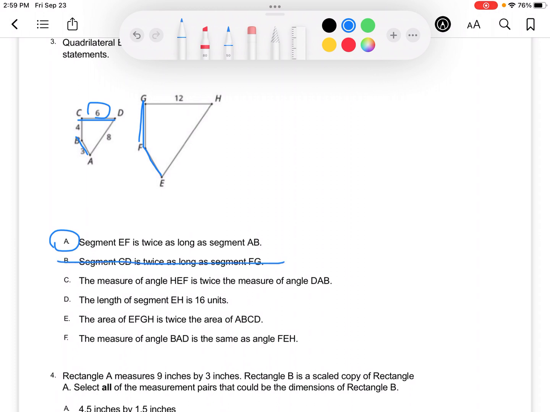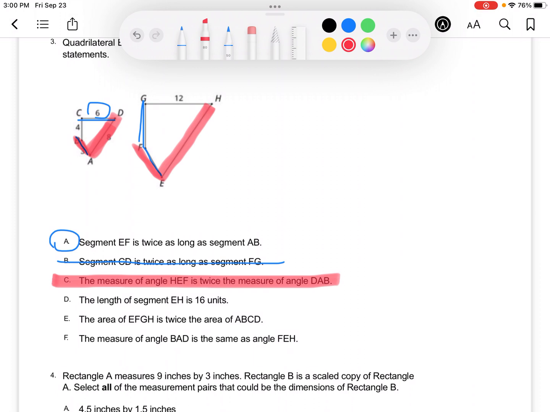C says the measure of angle HEF is twice the measure of angle DAB. Well, I know the measure of the angles are exactly the same size, so C isn't true. The length of the segment EH is 16 units. So EH would be this side, and that goes with this one. So 8 times 2 is 16, so D is true.